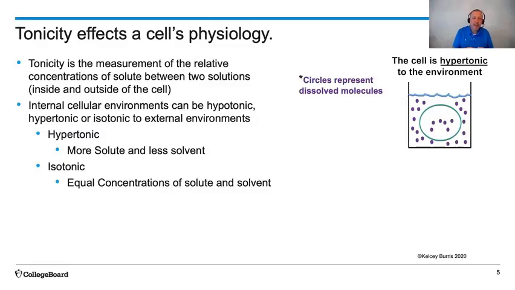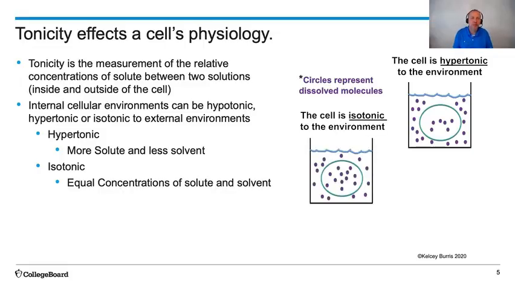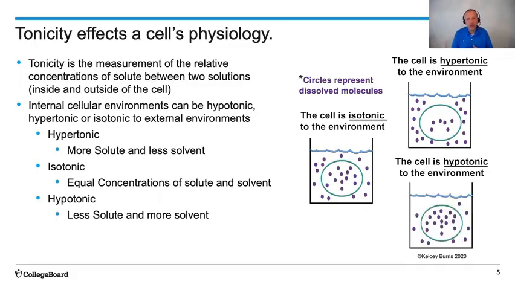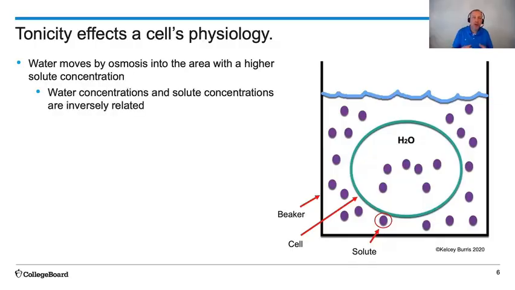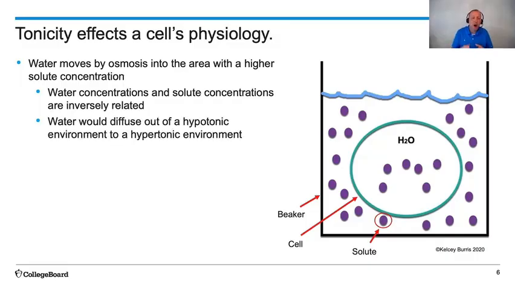Isotonic is equal concentrations of solute and solvent, as shown in the picture. Finally, hypotonic is less solute and more solvent, which you can see in the illustration. So water moves by osmosis into the area with a higher solute concentration. So water concentrations and solute concentrations are inversely related. Water would diffuse out of a hypotonic environment to a hypertonic environment, as shown in the illustration.